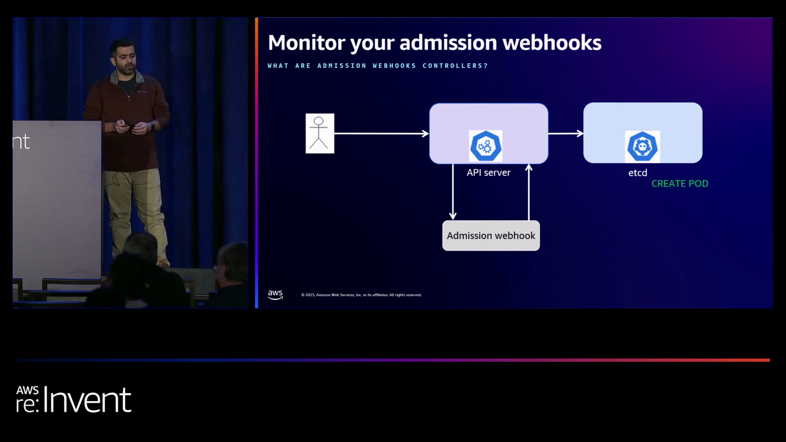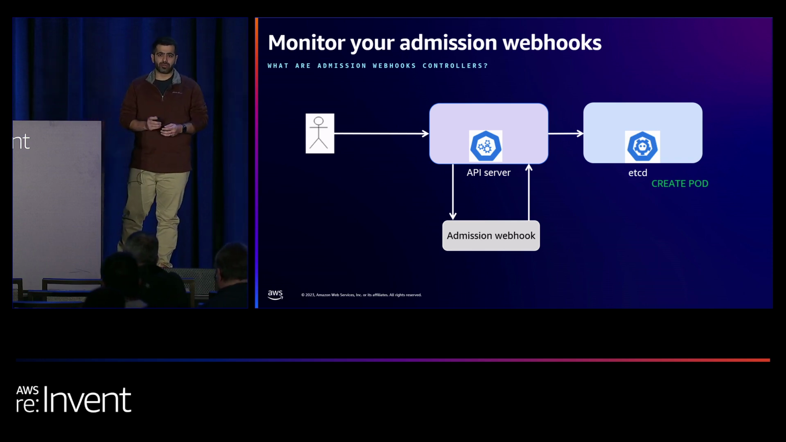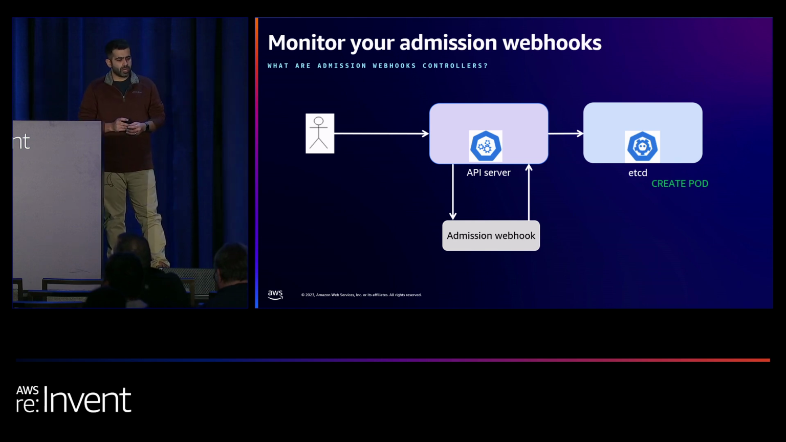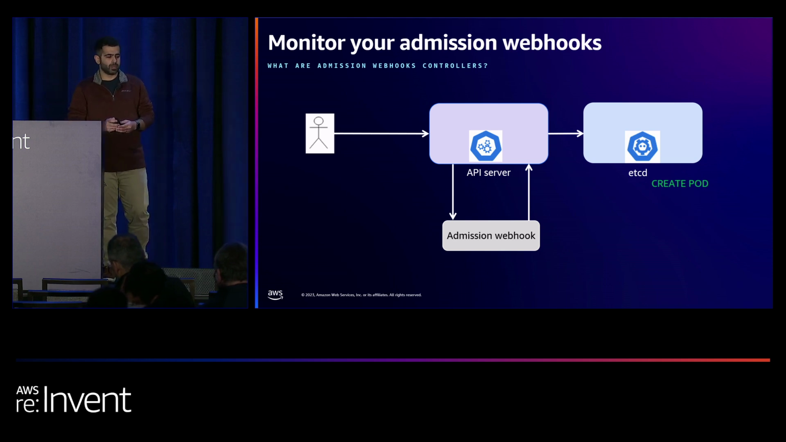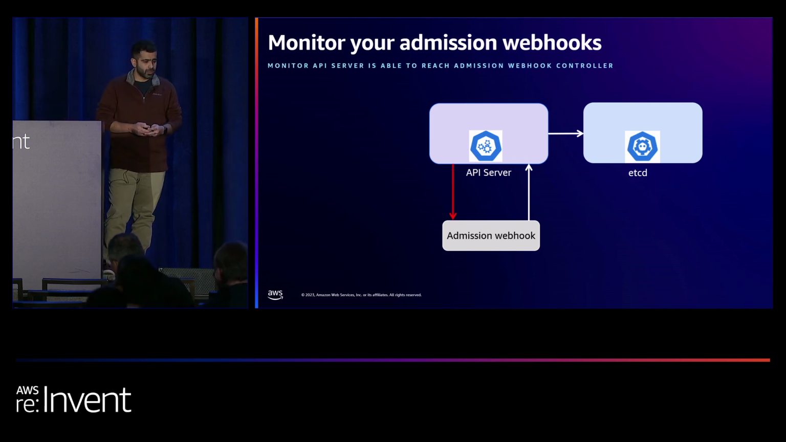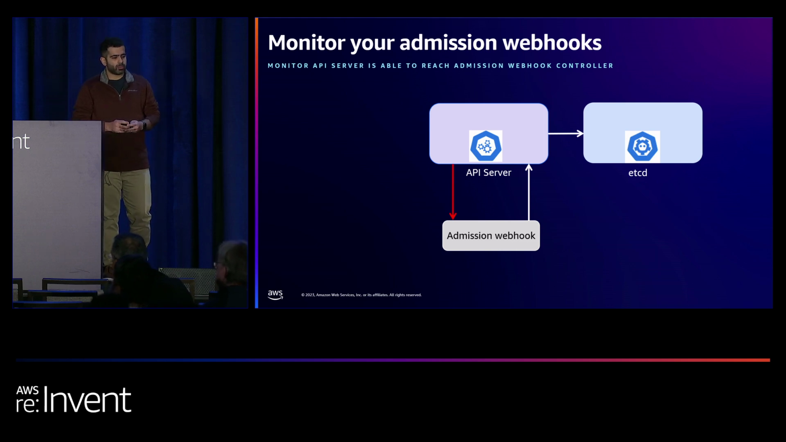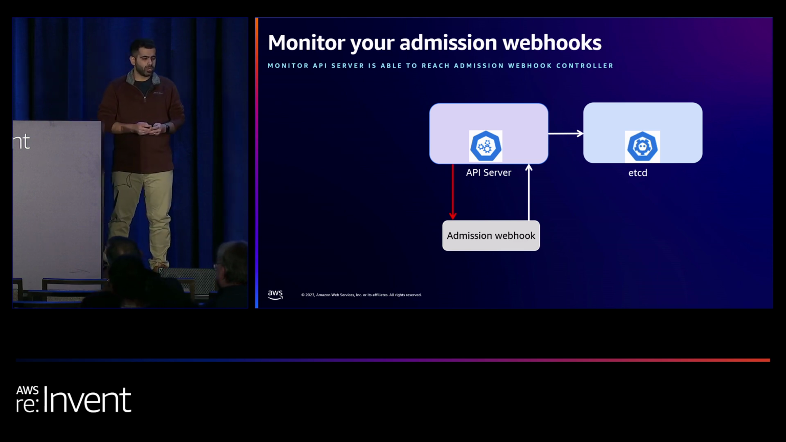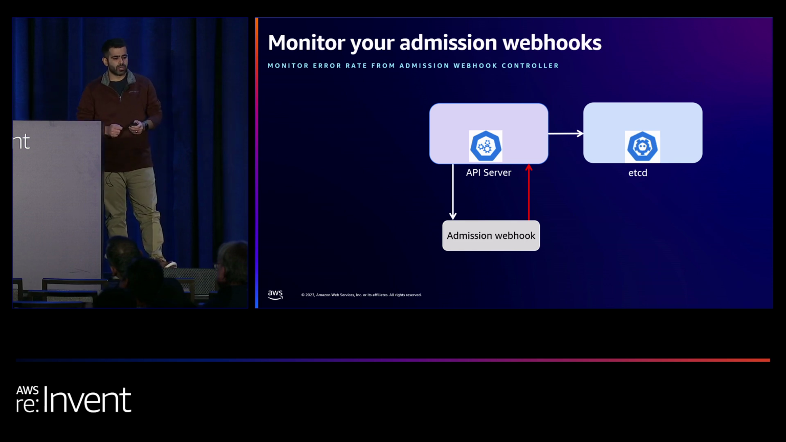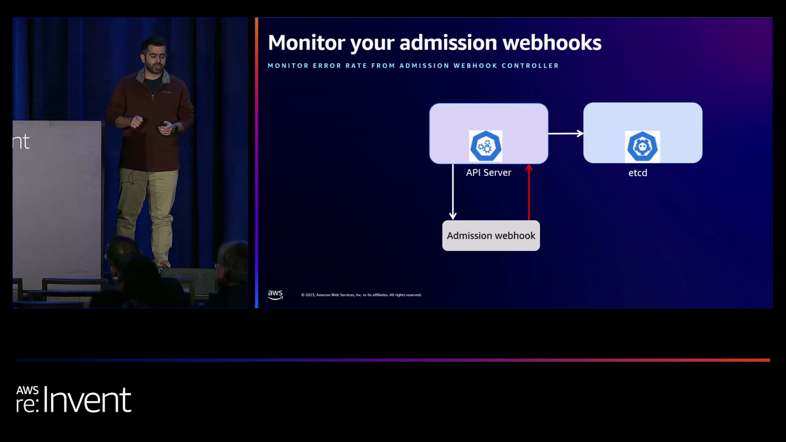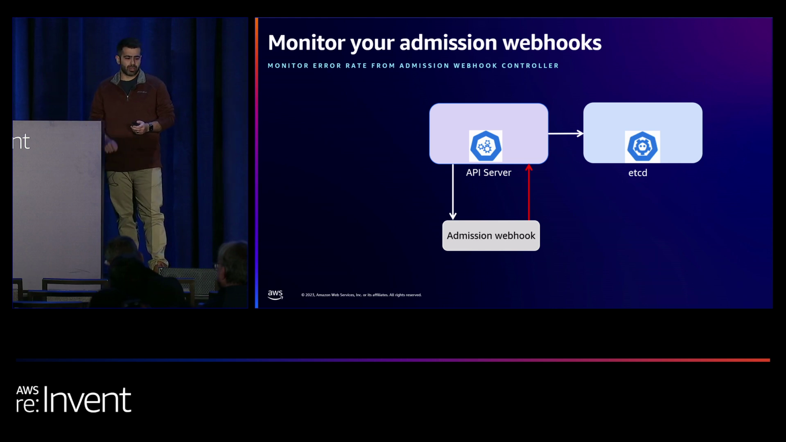You might already be running various webhooks in your cluster for different use cases. So let's take a look at how you can ensure these webhooks are not impacting any of your requests in the API server. EKS Kubernetes control plane provides metrics for the API server, which can help you monitor in case the API server is not able to reach the admission webhook controller. Similarly, you should also be monitoring in the case the admission webhook controller is responding with any errors for the requests that are being sent by the API server.